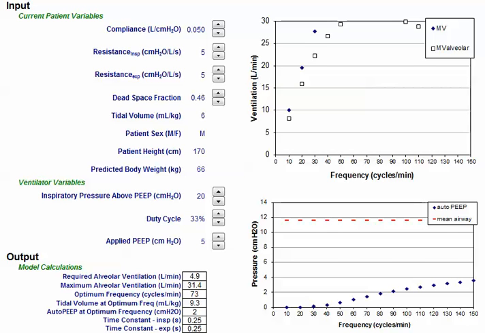The main key players are my inspiratory time fraction, which is affected by my duty cycle or my IE ratio or my inspiratory time. It's also a function of my inspiratory time fraction and my inspiratory and expiratory resistance.